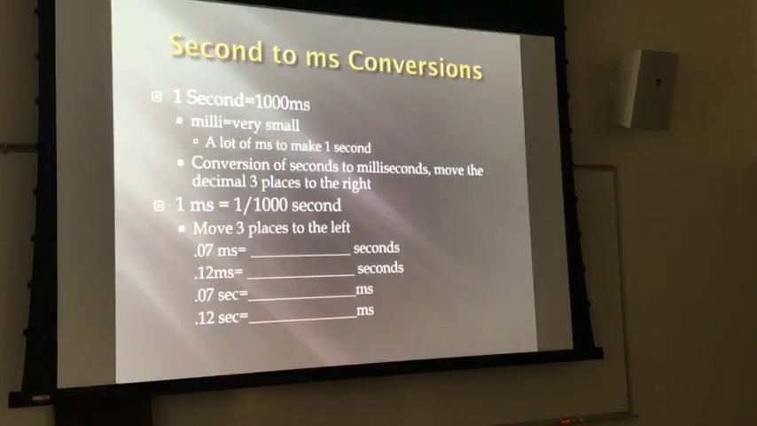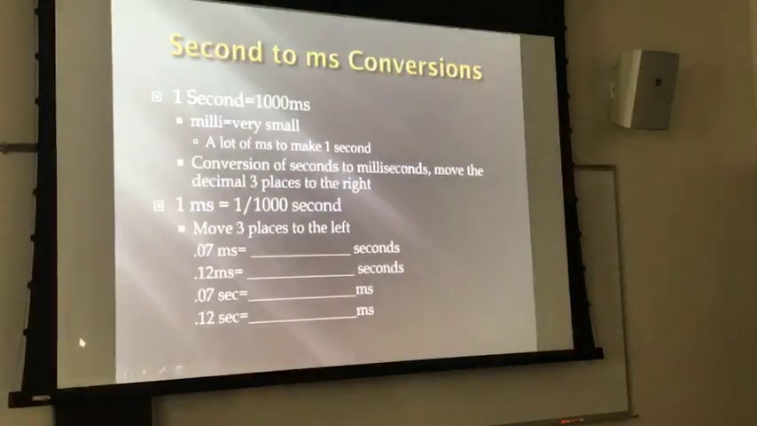That's what you're going to have a tendency to do on the test. You're going to have a tendency to flip those around. So milliseconds to seconds is going to be small. Seconds to milliseconds is going to be larger. The number is going to be larger.